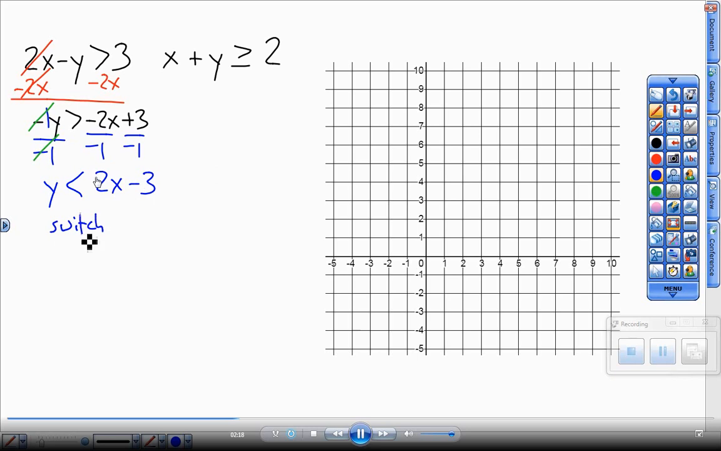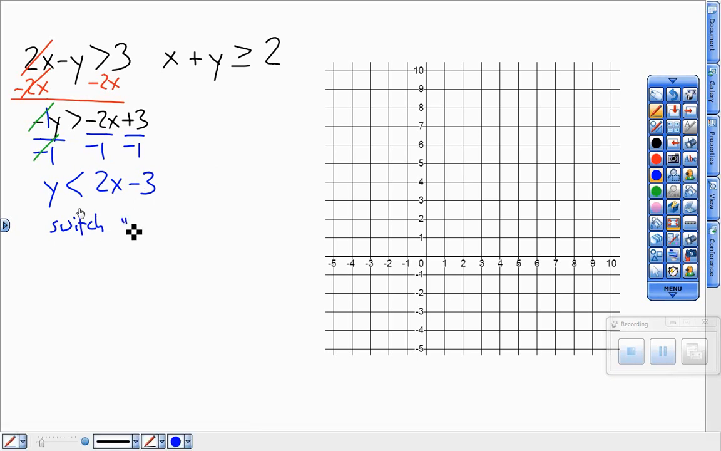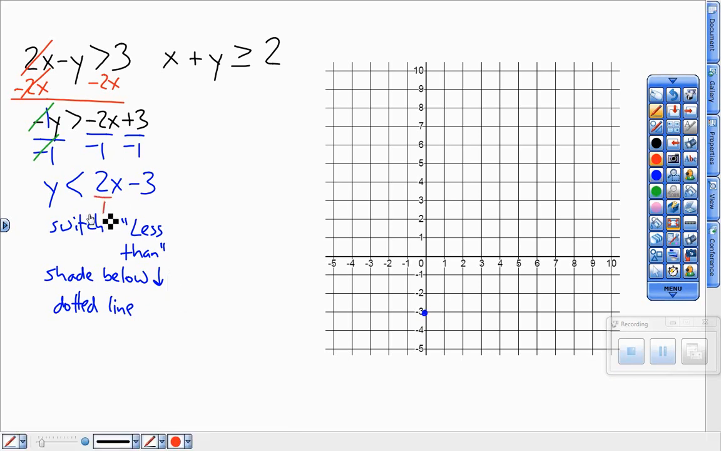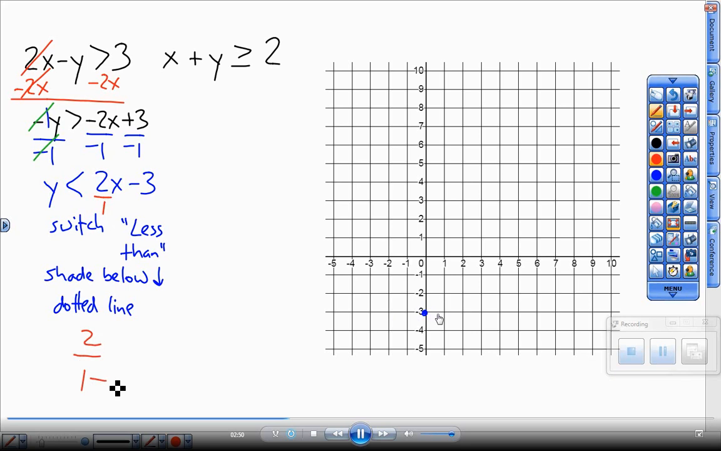It will be a dotted line. It will be shading below. Less than is below the line. I switch this inequality because I'm dividing by a -1. When I graph it, this way you normally graph, -3 is my y-intercept. And then my number in front of x is my slope, 2 over 1. So from -3, I'm going to go over 1, up 2, over 1, up 2.